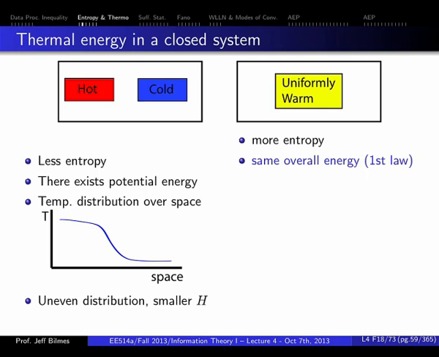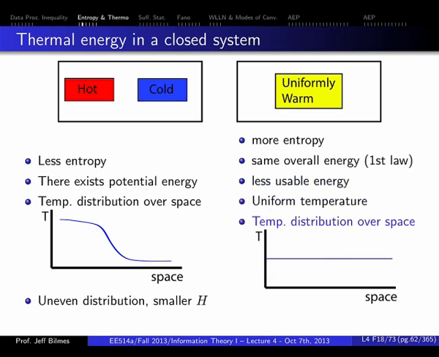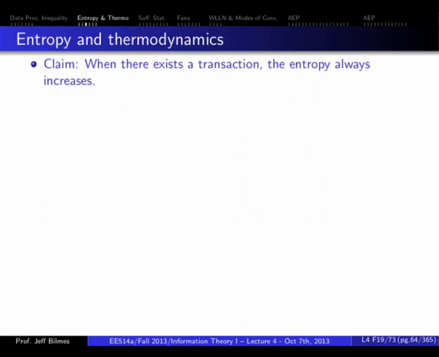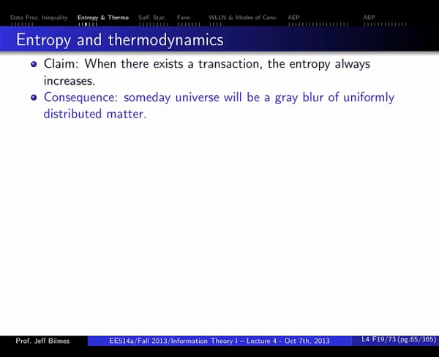It's the same overall amount of energy, which is the first law of thermodynamics. There's less usable energy, however, uniform temperature, and so on. And here's the temperature distribution. It's uniform. Every time there's a transaction, every time you use energy in a closed system, hot mixes with cold, and everything mixes together. Mixtures increase entropy, right? So whenever there's a transaction, entropy increases.